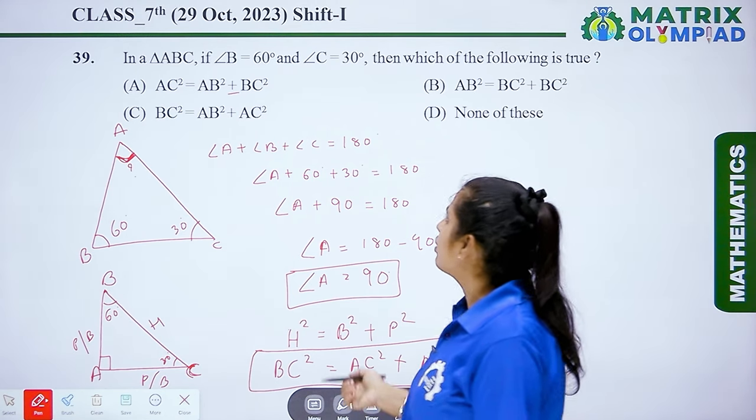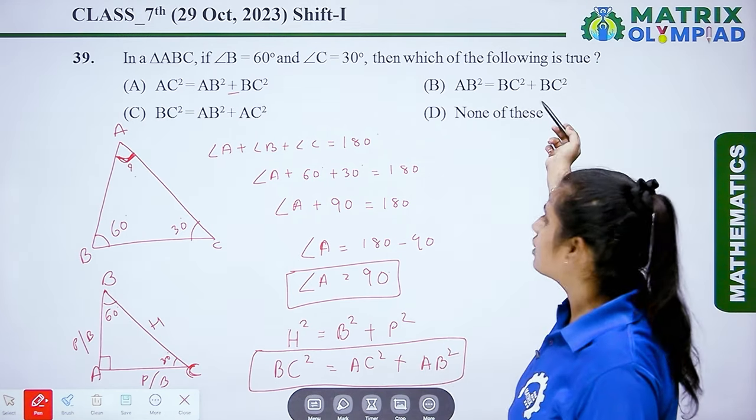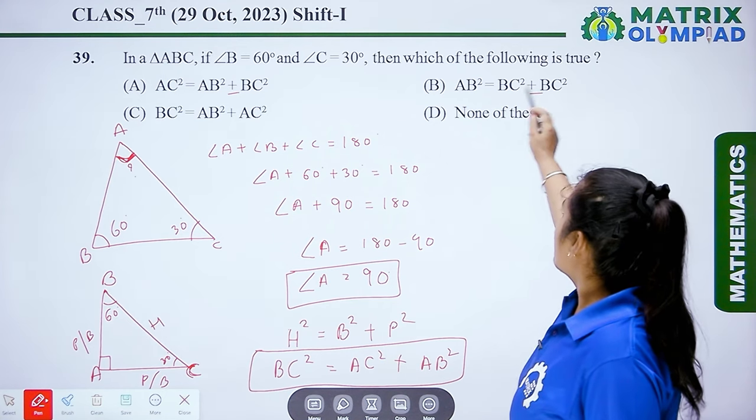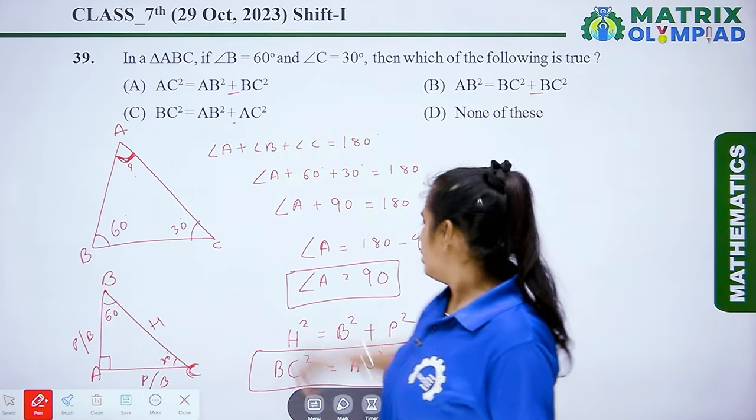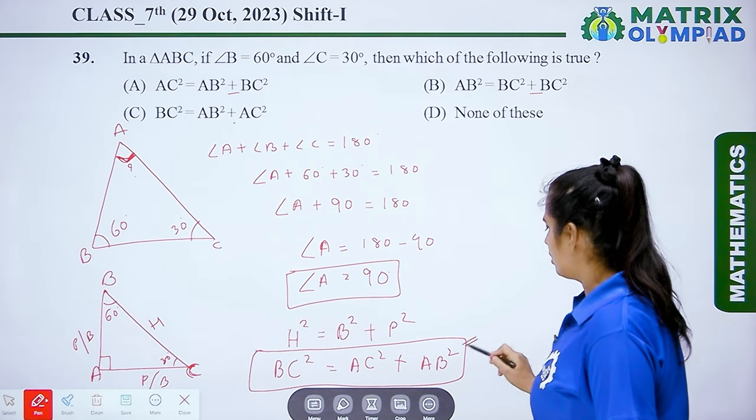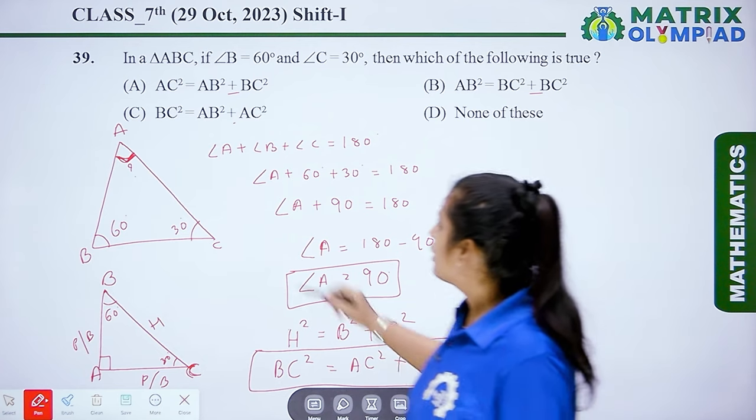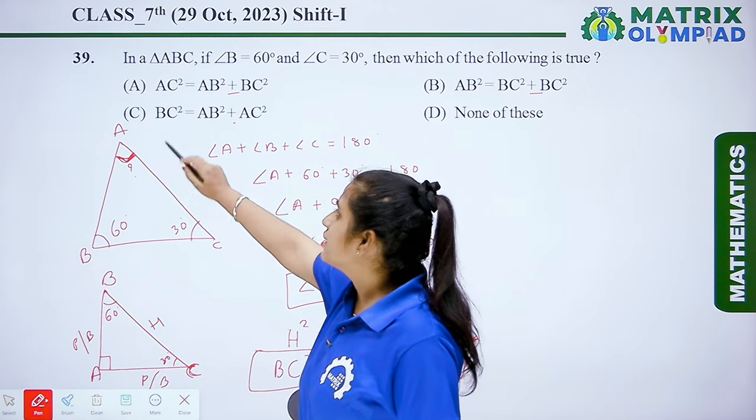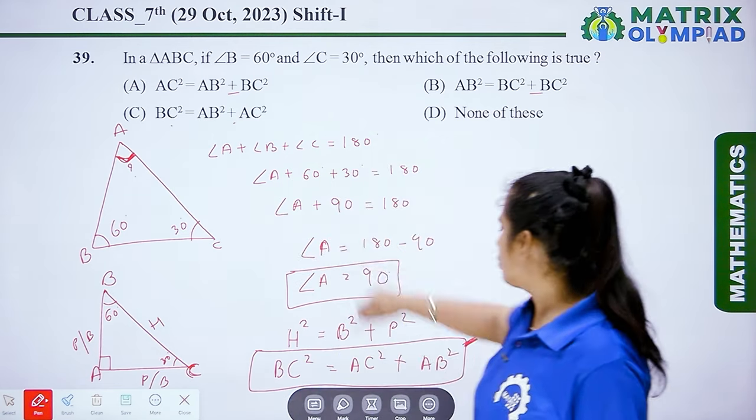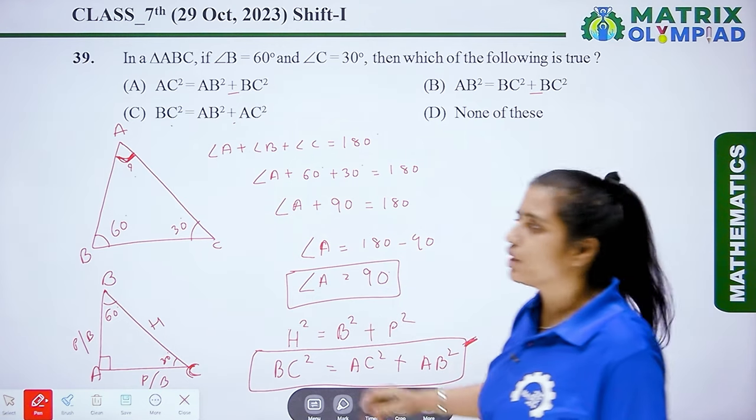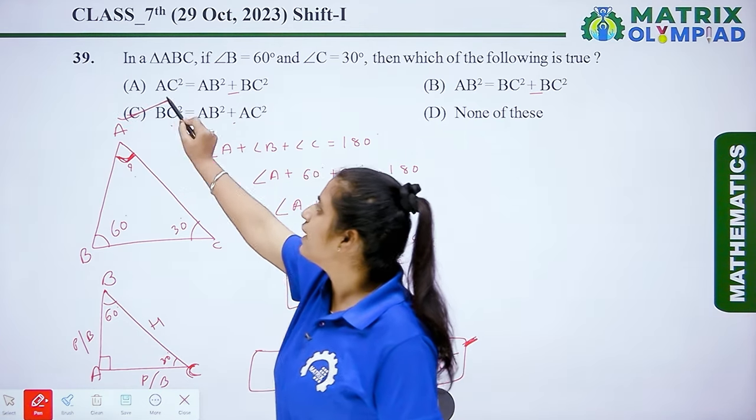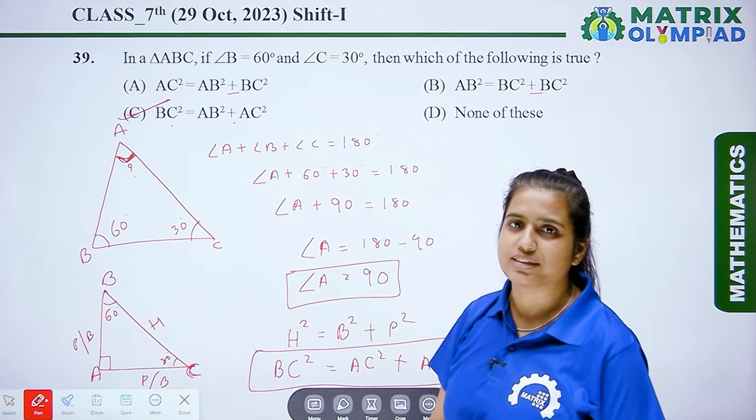So, here let's check the option, because all the options are in the positive in the right hand side. So, we have to check in which option this equation is placed. So, here in option C, we can see that BC square is equal to AB square plus AC square. So, according to the option, we can say that option C is the correct answer.